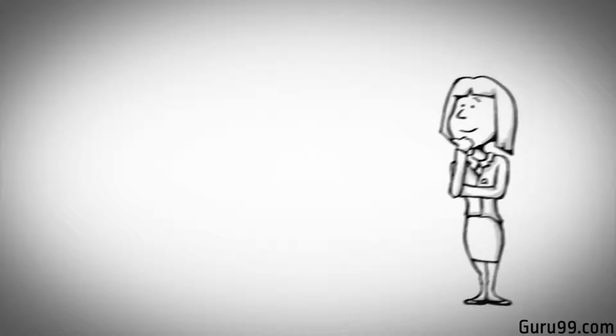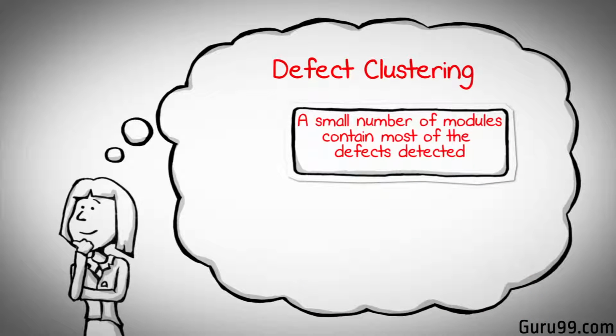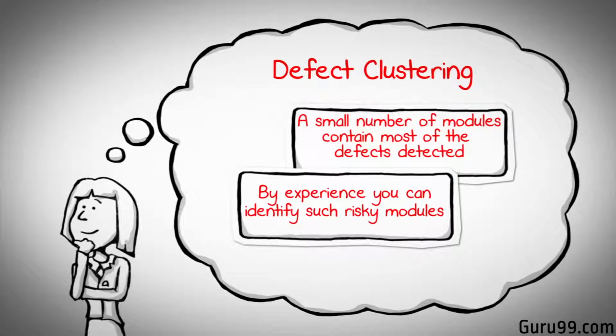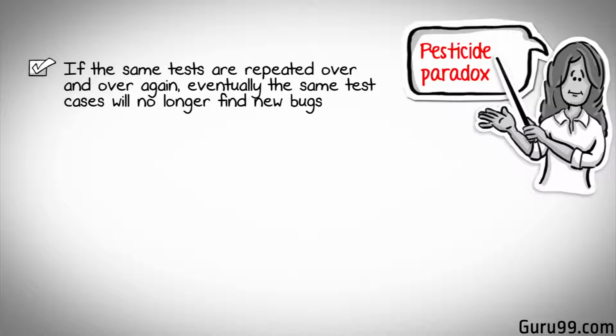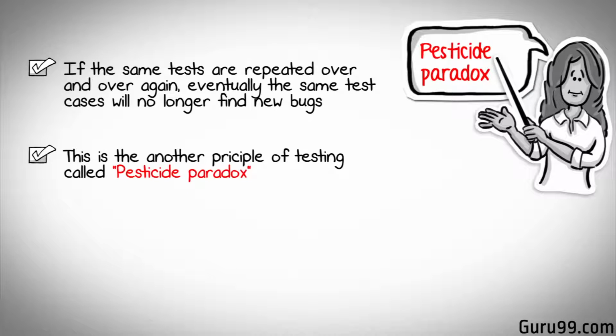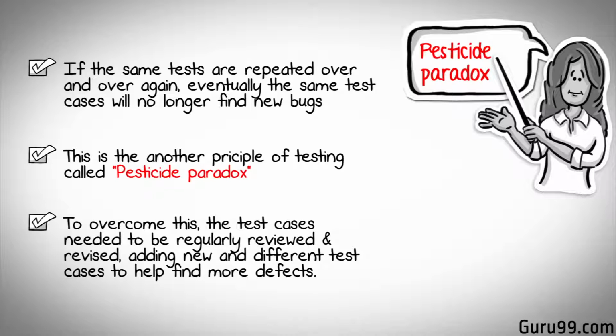Which brings us to our next principle, defect clustering, which states that a small number of modules contain most of the defects detected. With experience, you can identify such risky modules. But this approach has its own problems. If the same tests are repeated over and over again, eventually the same test cases will no longer find new bugs. This is another principle of testing called pesticide paradox. To overcome this, the test cases need to be regularly reviewed and revised, adding new and different test cases to help find more defects.